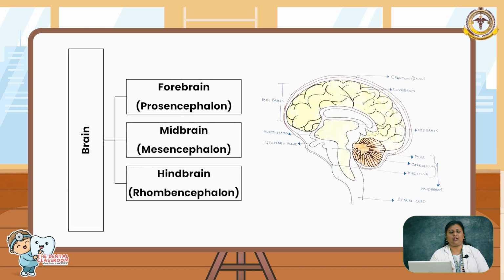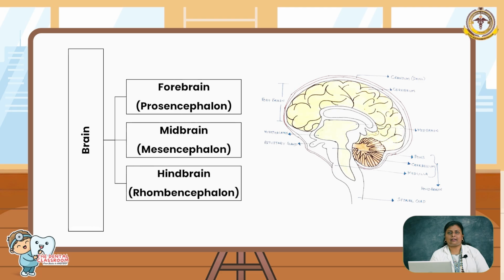So what is this brain all about? The brain is again divided into three different parts, that is forebrain, midbrain and hindbrain. The forebrain mainly consists of the cerebral hemisphere and corpus callosum. The midbrain is mainly present in the center part of the brain, and the hindbrain mainly consists of pons, medulla and cerebellum.